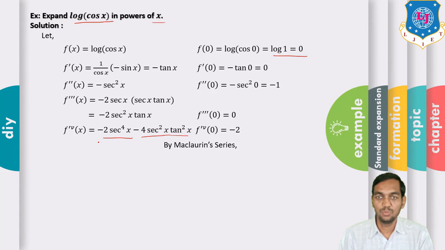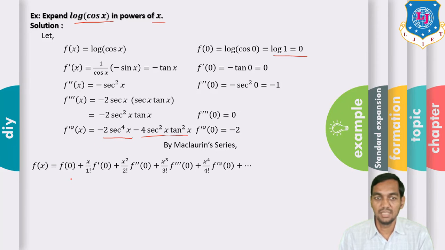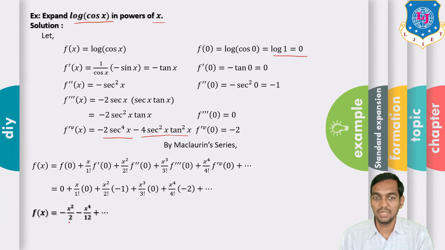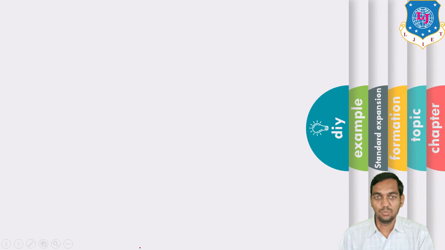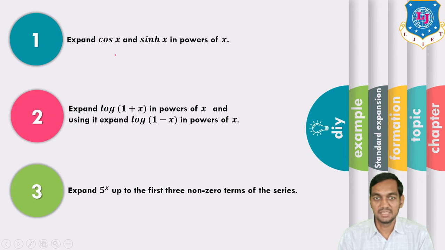So if you put these values in the Maclaurin series, then you will have f of x equal to f0 plus x upon 1 factorial f dash 0 plus x square by 2 factorial f double dash 0 and so on. Here we are going to substitute the values of f0, f dash 0, f double dash 0, f triple dash 0 and so on. And that will give you f of x equal to minus x square by 2 minus x raised to 4 by 12 plus so on.